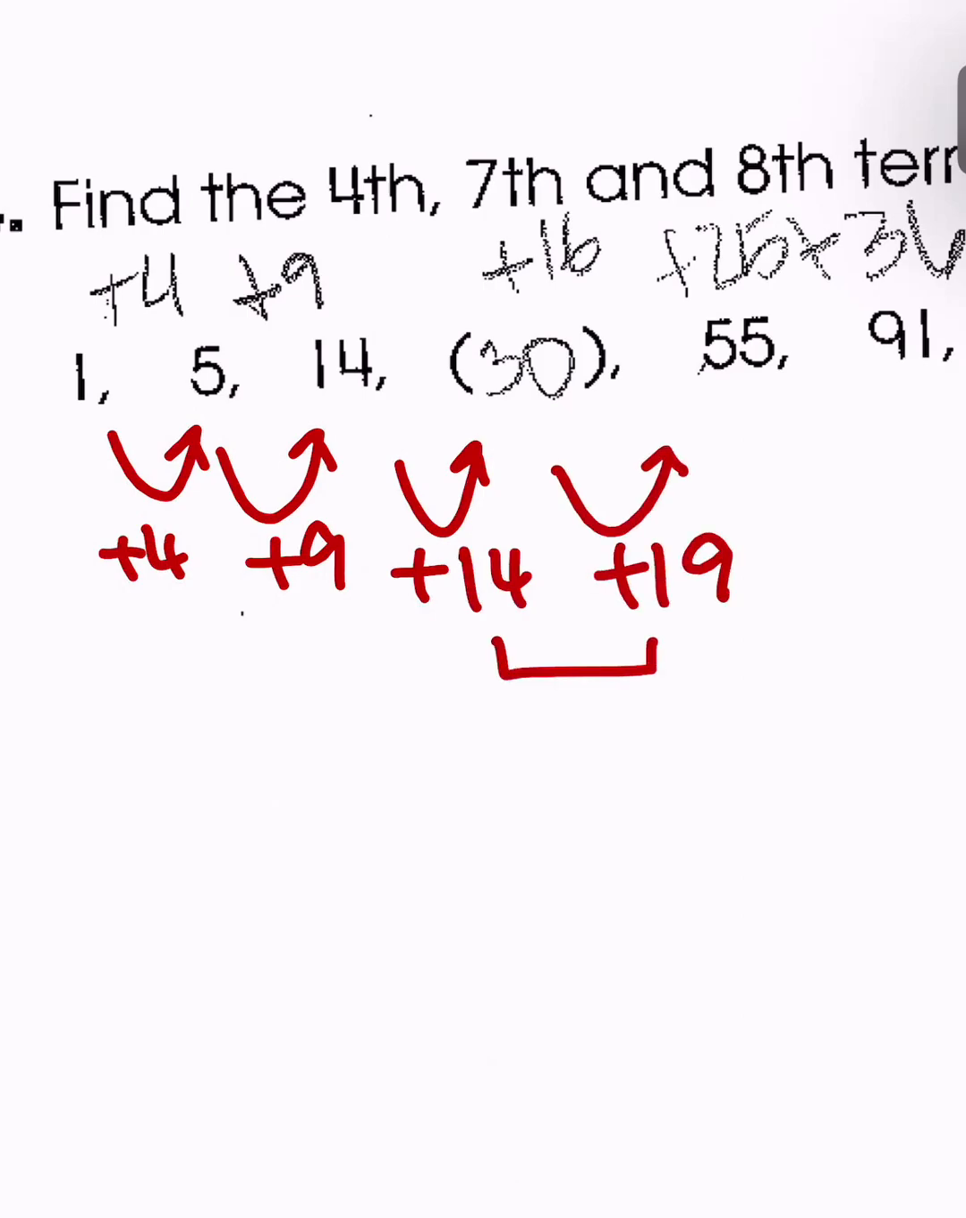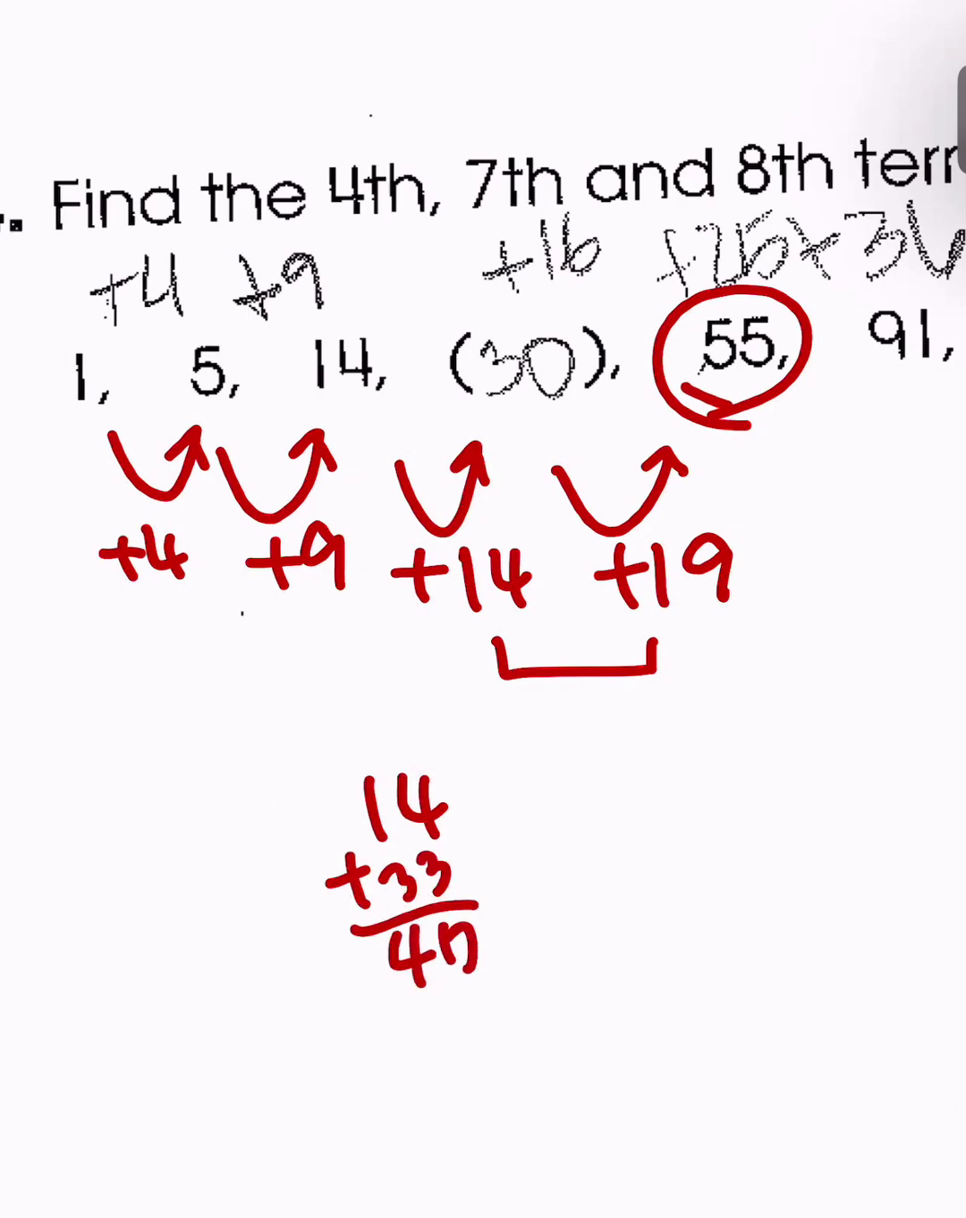And so, since the 55 is the closest number we know right after 14, we're going to check if this pattern is correct. So 14 plus 19 is going to be 33, and so 14 plus 33 is 47, but we should get 55. So we know that this pattern would be incorrect.